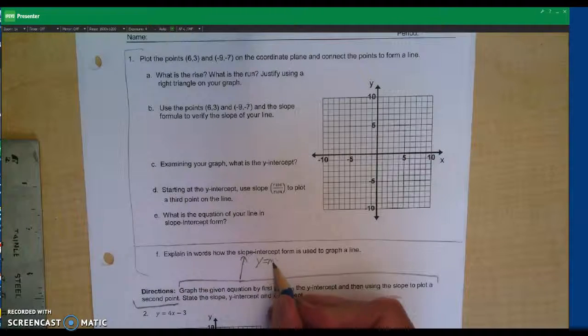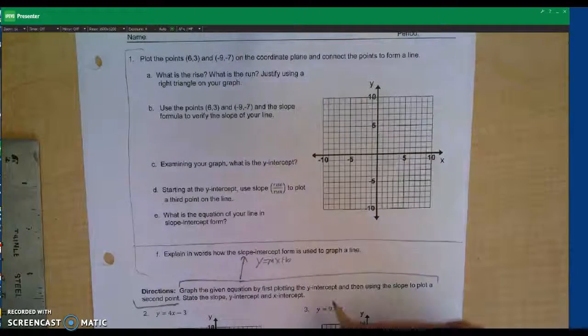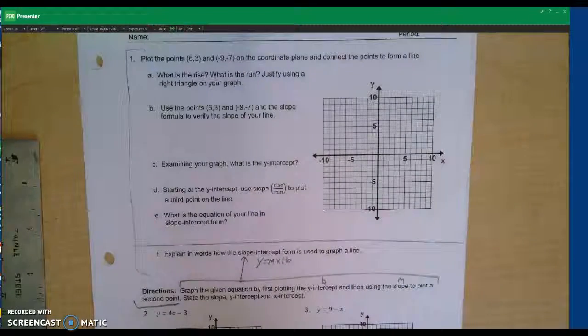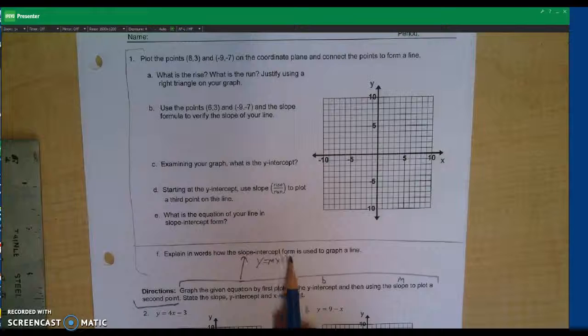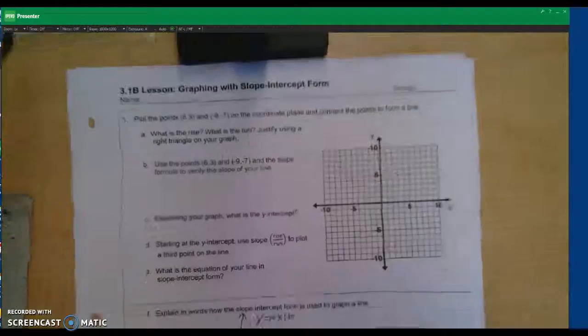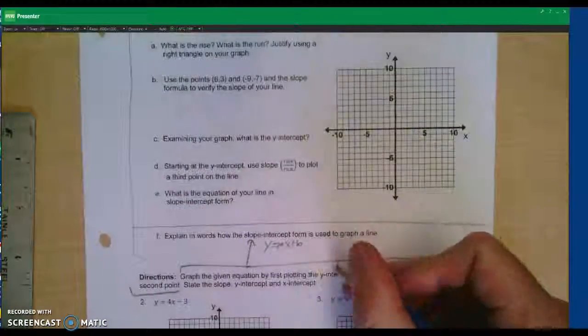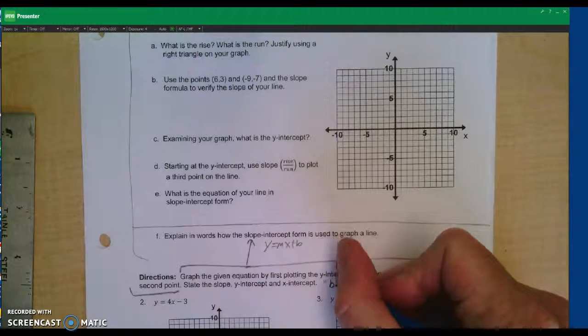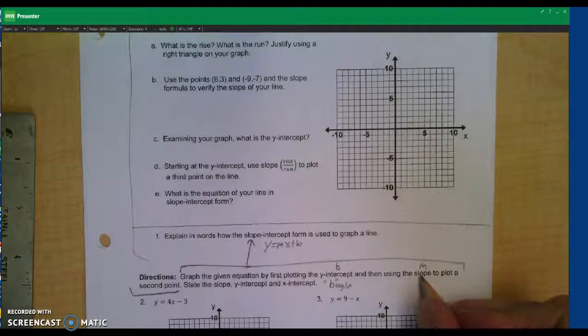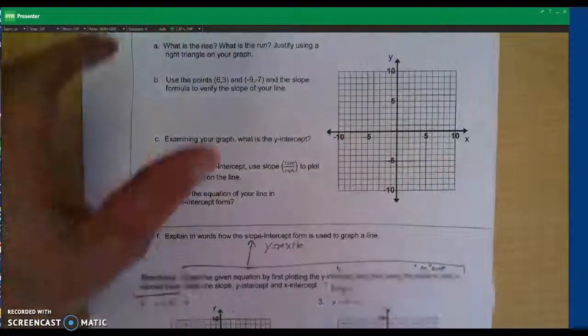Slope-intercept form is y equals mx plus b. You know that. So guys, the y-intercept is the b, and the slope is the m. You actually just put that point there first, and then you use that to plot more points. And a way that I'm going to help you remember this is that the b is where you begin your graph, and the slope, the rise and run, is how you move to get more points. Check it out.